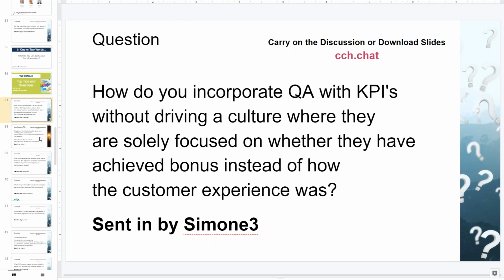I think that one thing is that incentives can be very, very important. But if that incentive, whether it's positive reinforcement or negative reinforcement, becomes the driver of behavior, that can be counterproductive. So you've got to be careful of that.